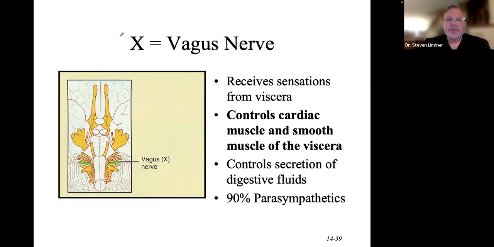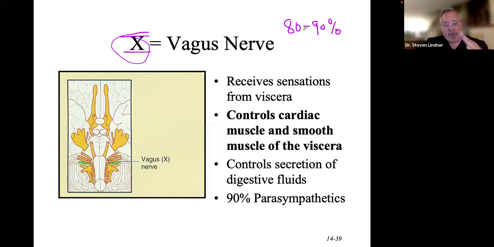Now, the vagal nerve, cranial nerve number 10, the vagus nerve, makes up somewhere between 80 and 90% of the parasympathetics. Remember, the parasympathetics is called the craniosacral outflow. And that's because the cranial division is cranial nerves 3, 7, 9, and 10. So cranial nerves 3, 7, 9, and 10 are the cranial division.